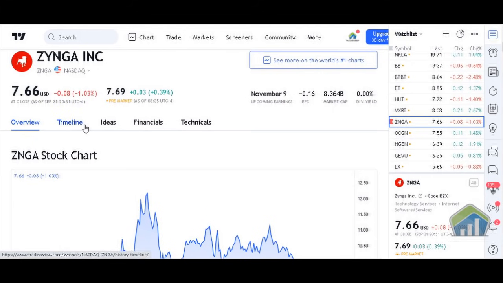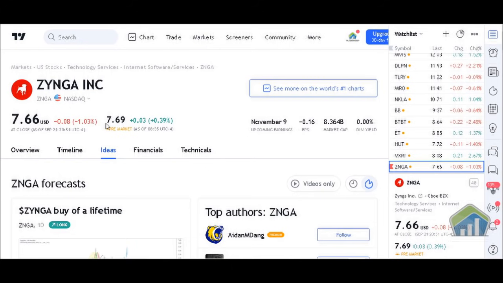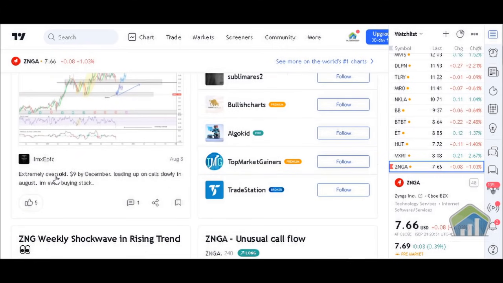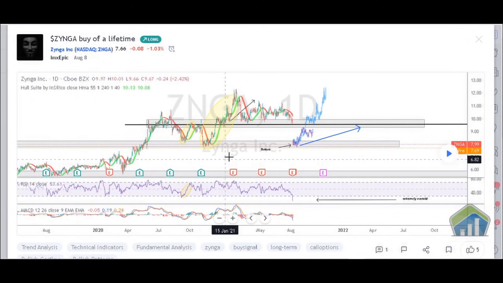And like I always say, I like to go to ideas and try to get a general idea of what other people are saying about the market, right? So we have this person right here on the daily chart. 1D means daily chart, buy of a lifetime. This is what this person is saying, right? It's a buy of a lifetime and extremely oversold. They're saying that it's going to be $9 by December, loading up on calls slowly in August. I'm even buying stock. So this is what this person is saying. They have 5 likes. You can click on it and kind of figure out exactly what this person is saying.